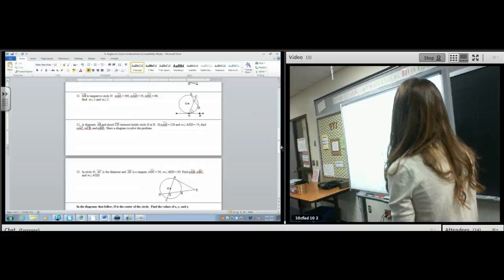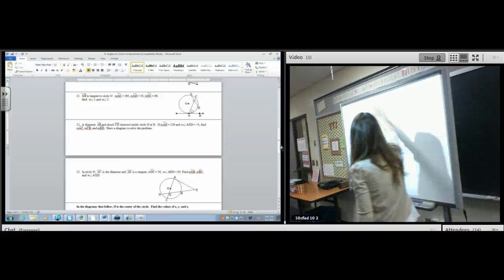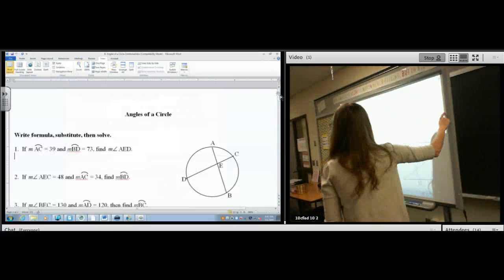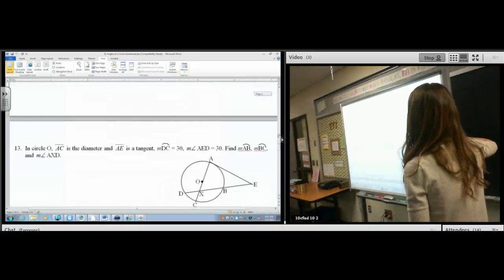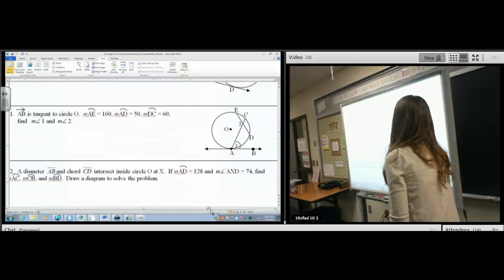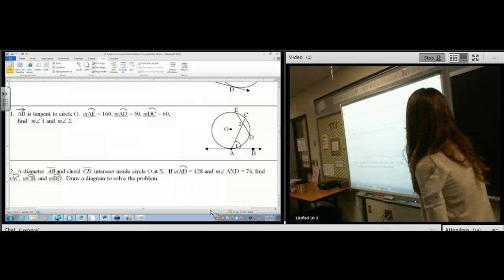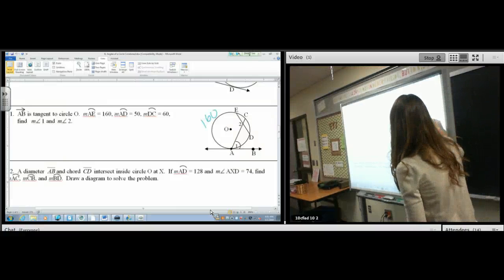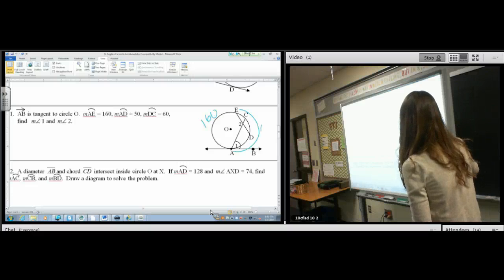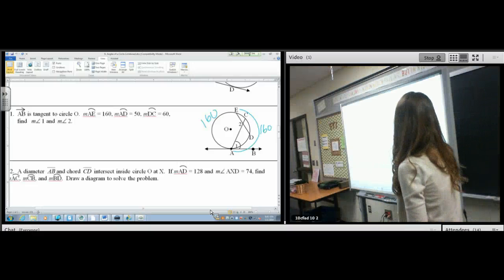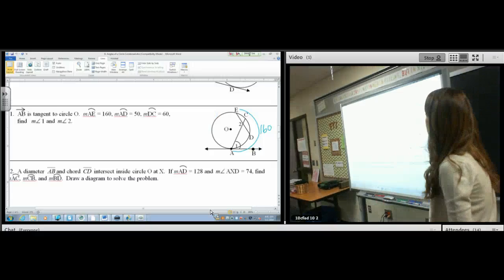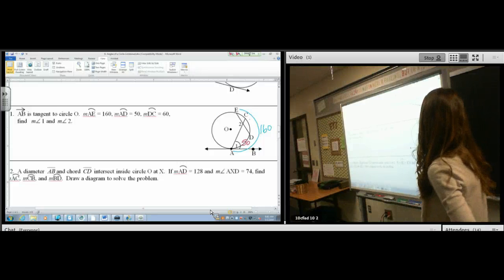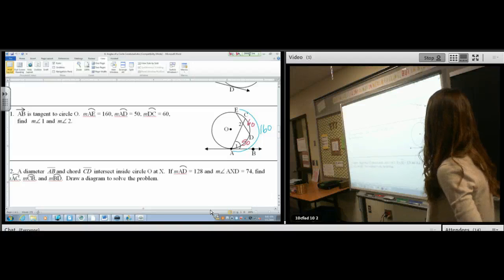AB is tangent to circle O. The measure of AE is, sorry, let's zoom in here. There we go. Arc AE is, oh, not that arc. We want the minor arc, so be careful. We want the minor arc, not the major arc. Arc AE is 160, arc AD is 50, DC is 60. Find angle 1 and angle 2.